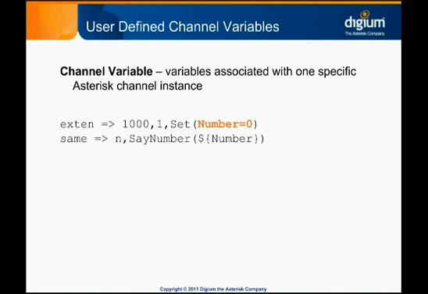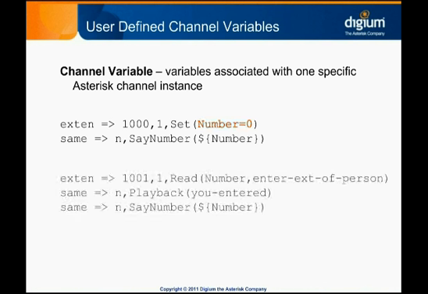Another method for setting a channel variable uses the Read application. The Read application allows you to play a sound prompt to the caller, retrieve DTMF input from the caller, and then save that input in a variable. At a basic level, Read only needs two arguments. The first is the variable name. The second is the audio file to play to the caller. You can learn about several other arguments Read supports by running core show application read on the Asterisk CLI.